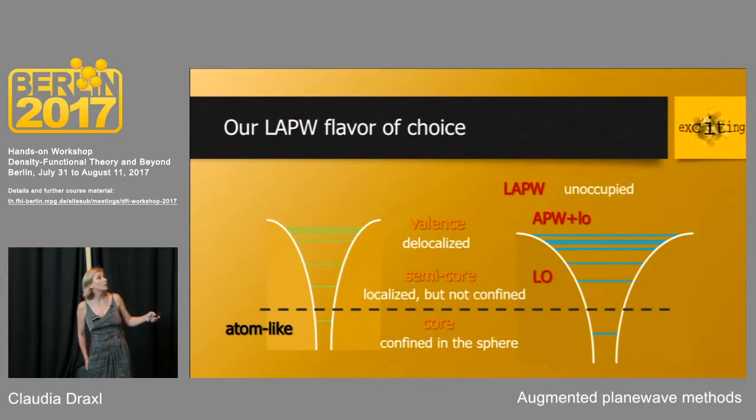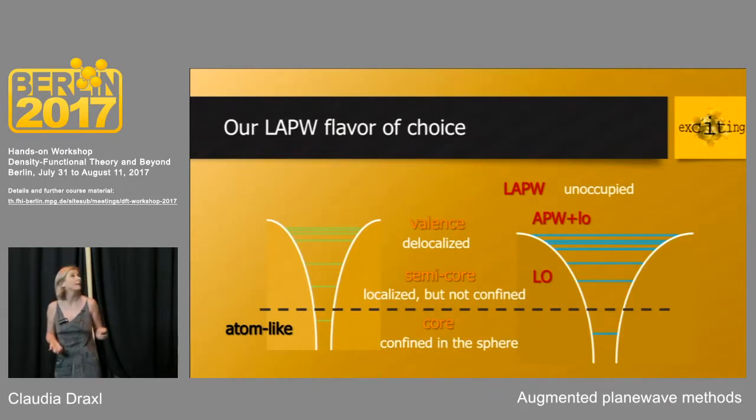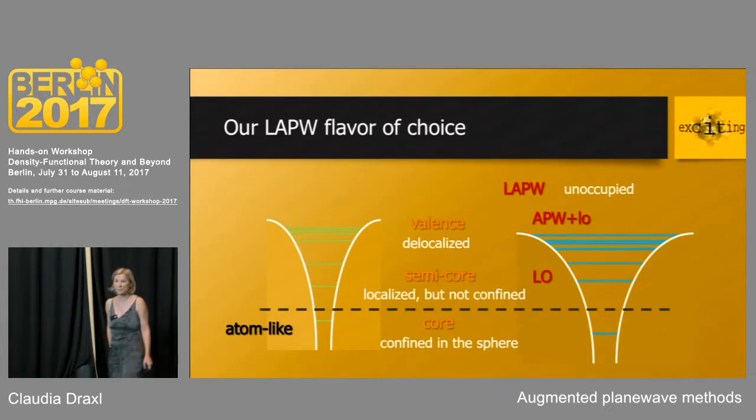And up there, we go up to L equal 10 typically, so I think SPDF functions make sense, but G and higher doesn't make any sense physically. It's just to improve your basis set, and here we can use without any problem the original LAPW functions.